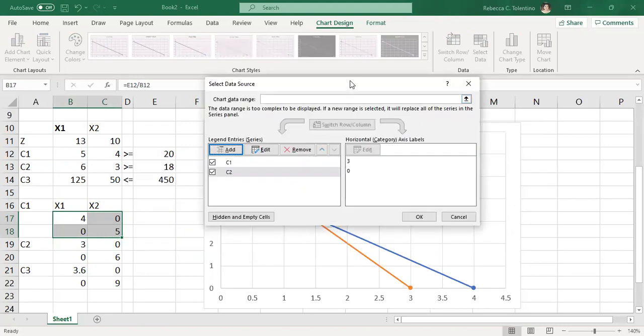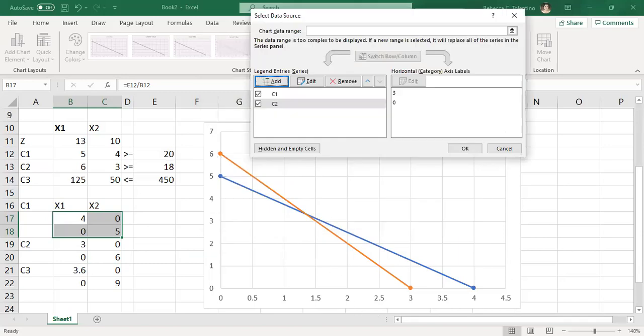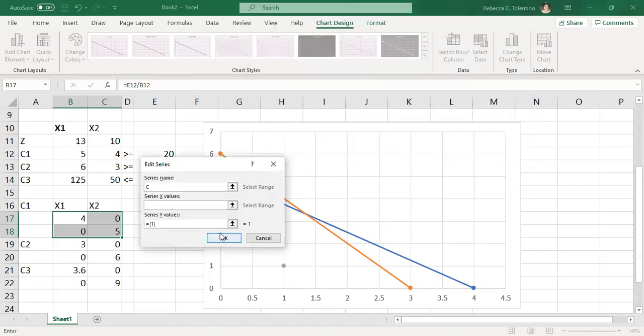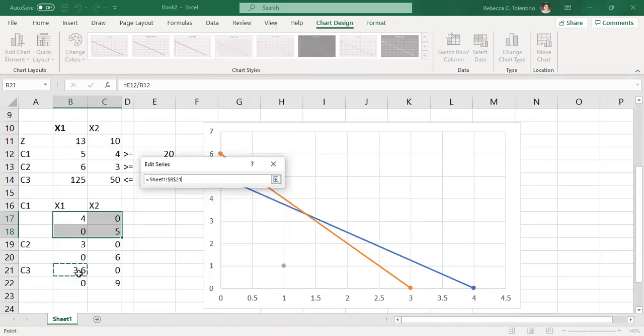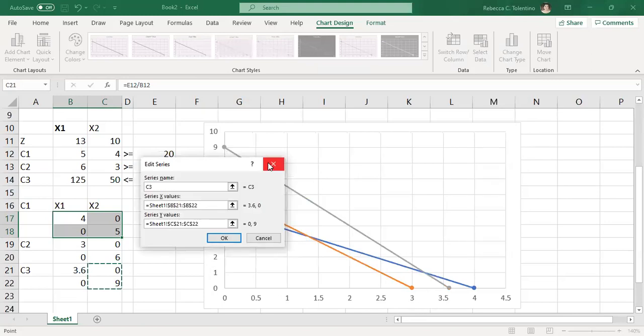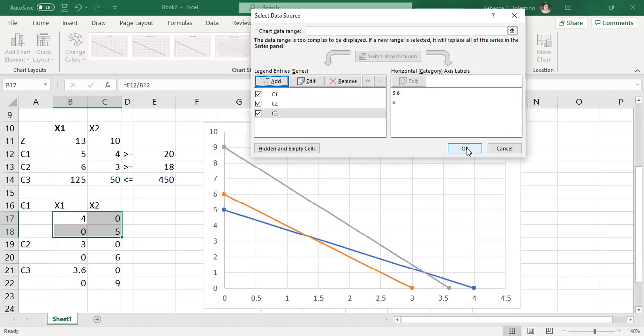Can you see, guys? So this is C2. But we have to add another one for C3. So click add again, and let's just call it C3. This time the X values are 0.6 and 0, and the Y values pertaining to the x2 values are 0, 9. Now we have this gray line. Did you see it, guys?